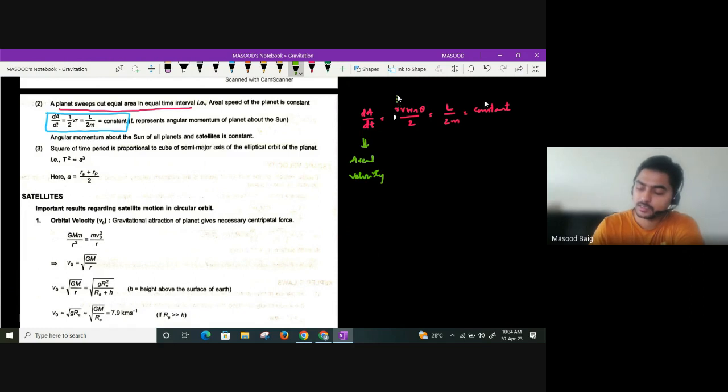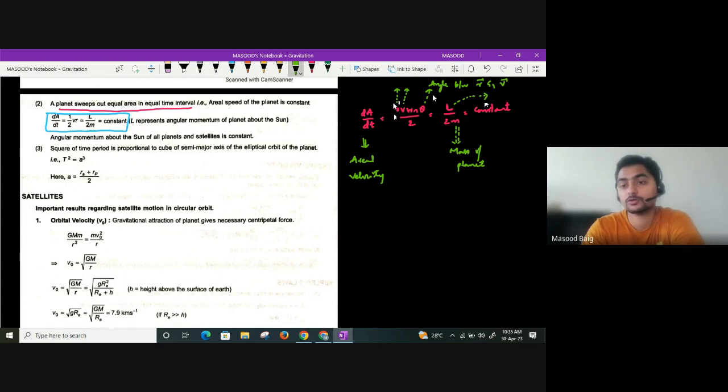What is r here? It is the position of the planet from the sun at any instant. What is v? Speed of the planet at any instant. What is theta? This happens to be the angle between the position vector as well as the velocity vector. What is small m? It is the mass of the planet, guys. And what is your capital L? It is the angular momentum of the planet about the center of the sun or about the sun. So always remember, there is no torque about the sun. It means angular momentum of the planet about the sun will remain constant.